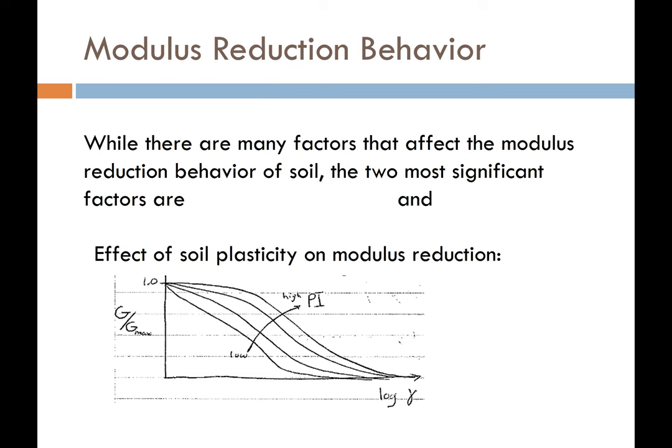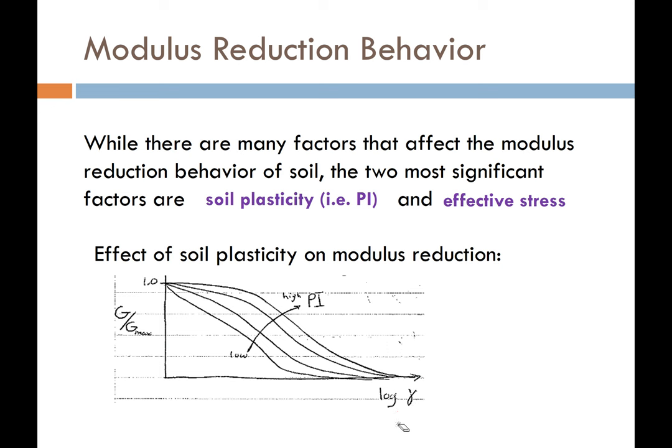Now let's talk a little bit about the general behavior of modulus reduction curves. There are a lot of different factors that affect the behavior and the general shape of these modulus reduction curves. The two most significant factors by far are the soil's plasticity, such as the plasticity index, and the soil's effective stress. So let's focus first on the plasticity of the soil and how it impacts modulus reduction. I just drew a generalized sketch here of a series of modulus reduction curves, again, a function of shear strain, and corresponding G over G max, where you've got to remember that G is the secant shear modulus of the soil from the backbone curve.